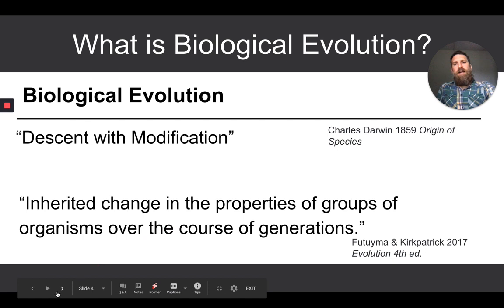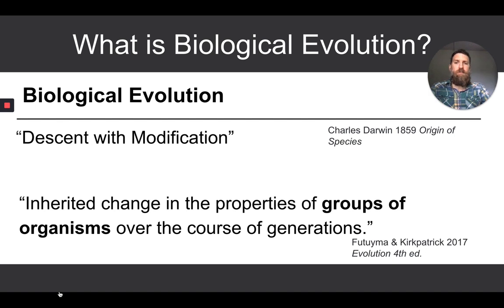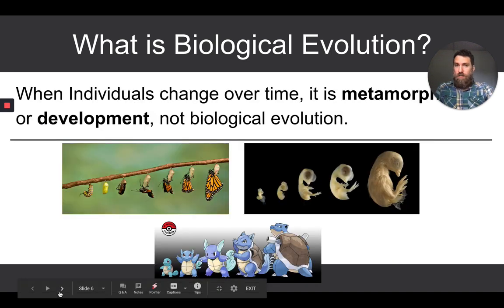And I want to highlight a very important part of this definition: groups of organisms. So if this definition were inherited change in the properties of individuals, that wouldn't be biological evolution. So it's important to keep that in mind. We're talking about groups of organisms. When individuals change, this is something completely different.